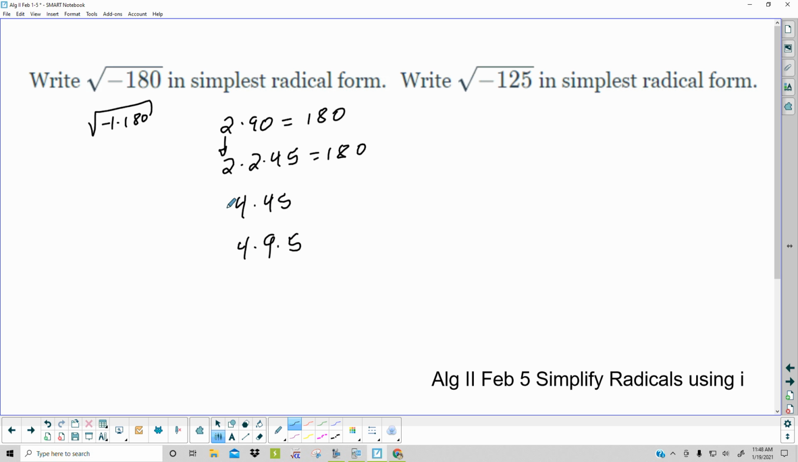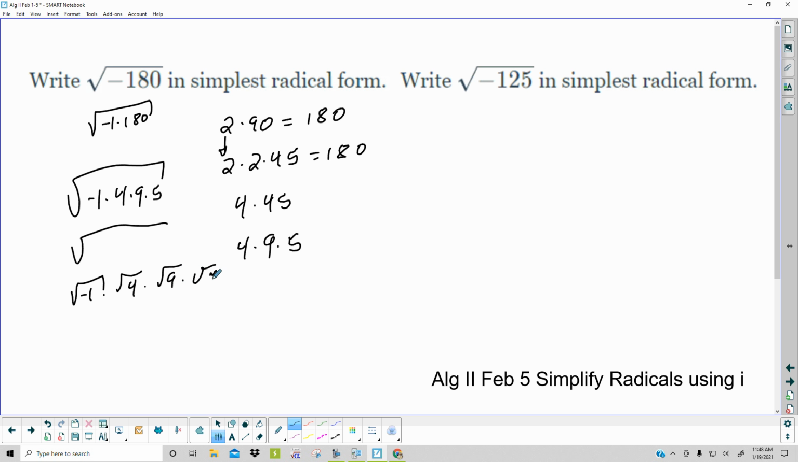Okay? So all this is still in the square root. Negative 1 times 4 times 9 times 5. Square root, I meant to do individual ones. Negative 1 times the square root of 4 times the square root of 9 times the square root of 5. That's i times 2 times 3 times the square root of 5. So that's 6. So 6i square root of 5.